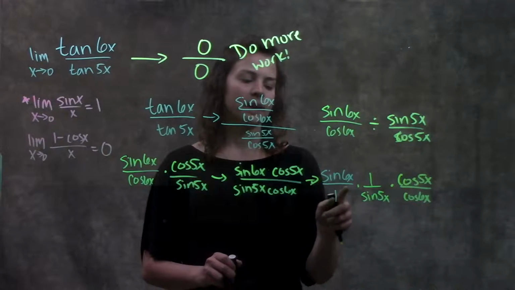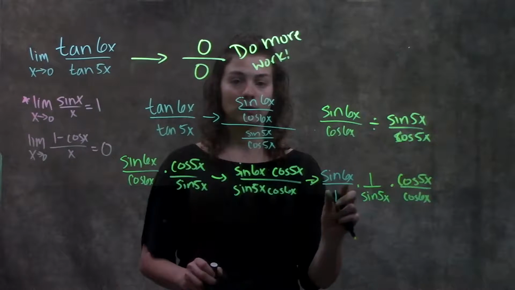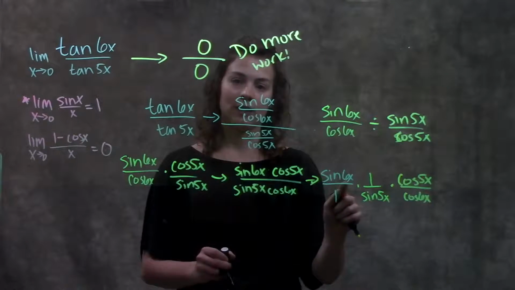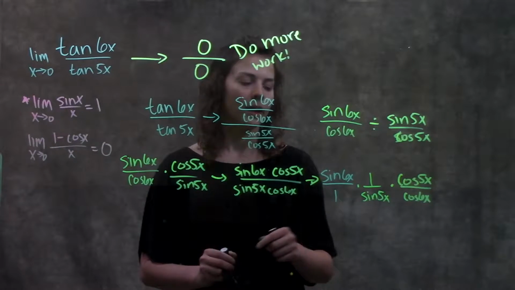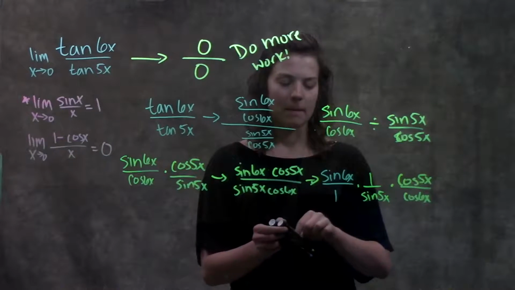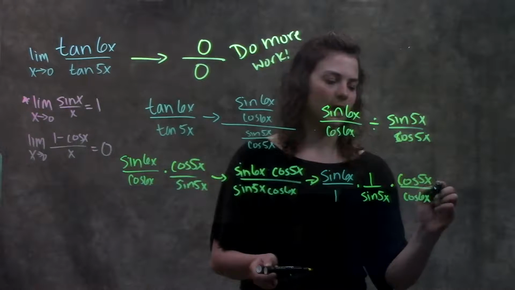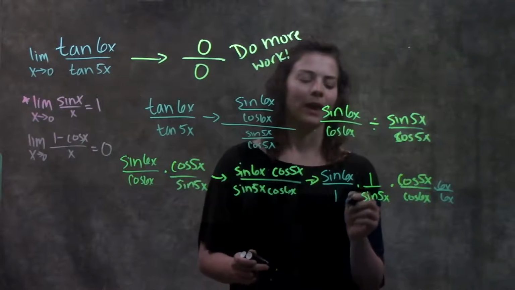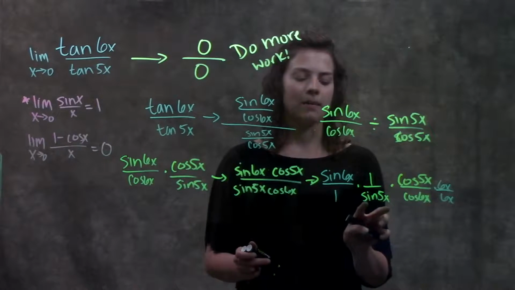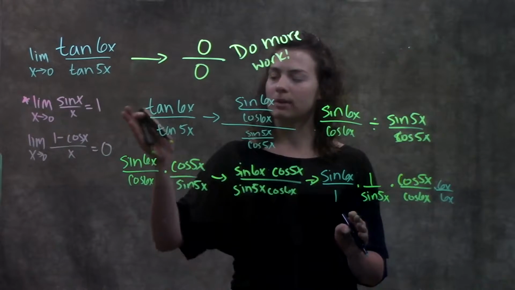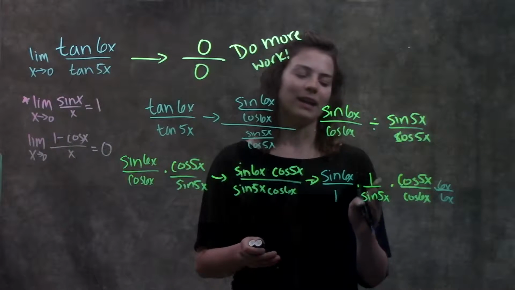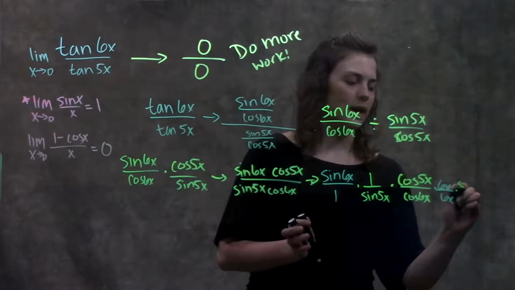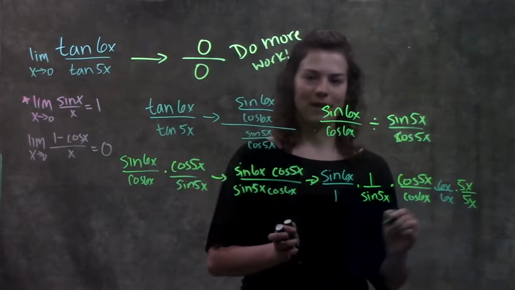So my first one, sine 6x over 1. What's different between this and my sine identity is the bottom isn't matching my angle on the inside of the sine function. So I need to multiply this by 6x over 6x. Remember, whatever you do to the bottom, you have to do to the top. And same over here, what's missing in this fraction to make it match my sine identity, I need a 5x in the top. So I'm going to multiply everything by 5x over 5x.